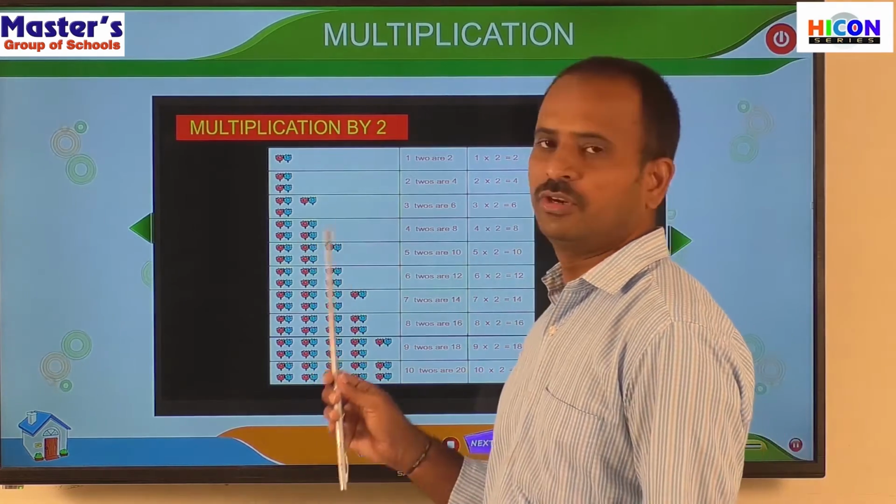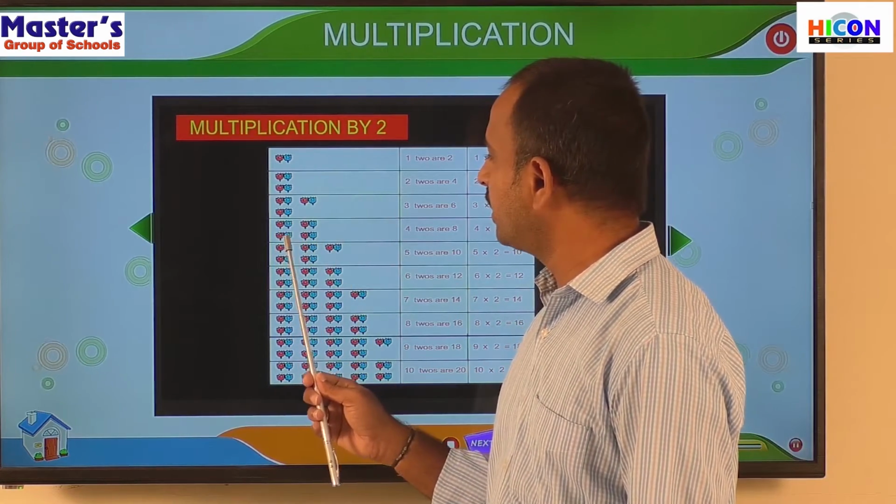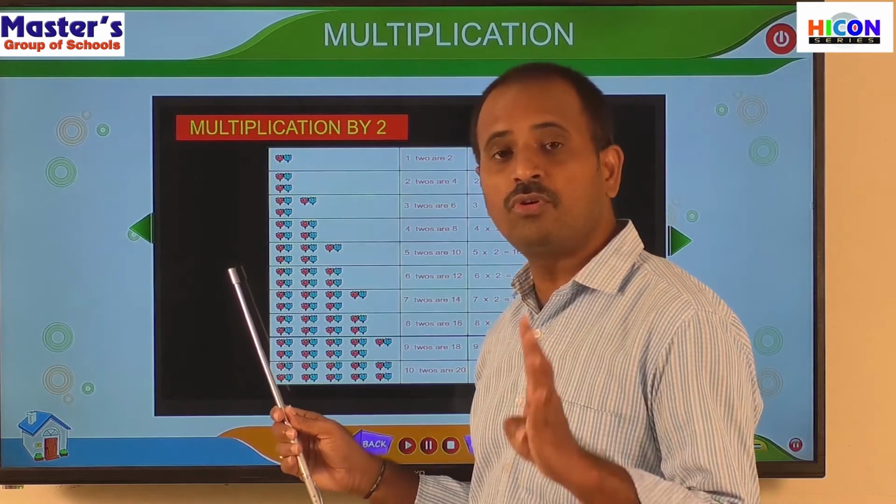And children, see the fourth row. How many 2s are there here? Here also there are 4 2s.